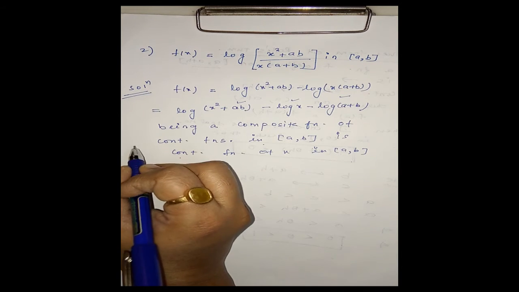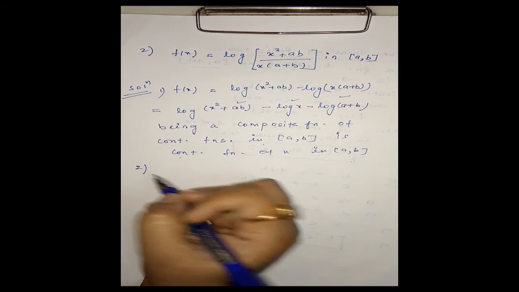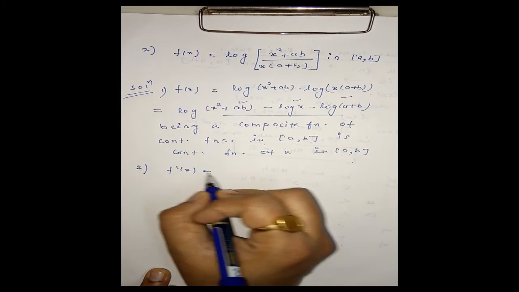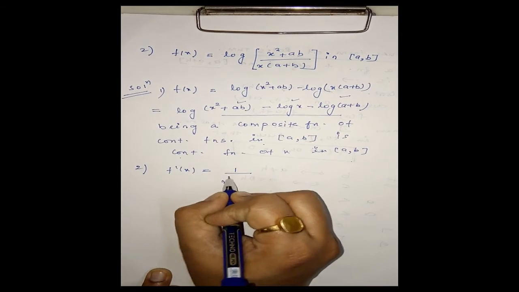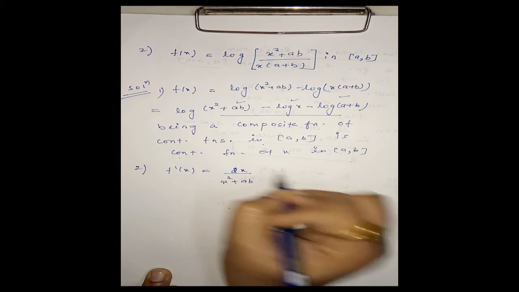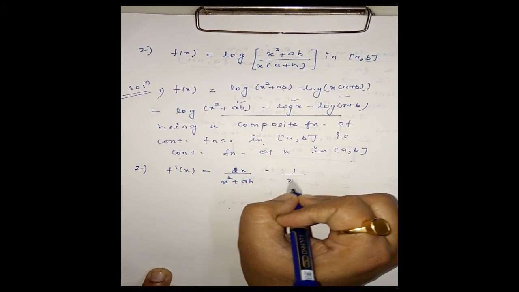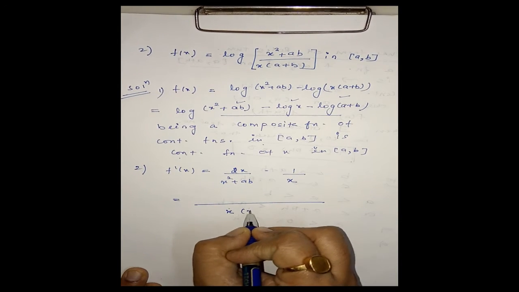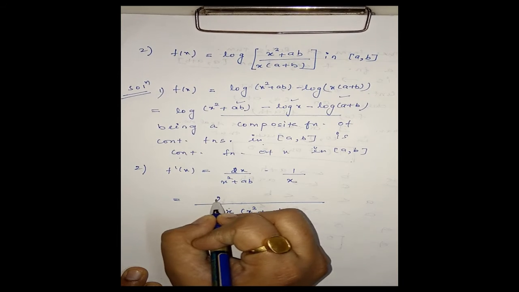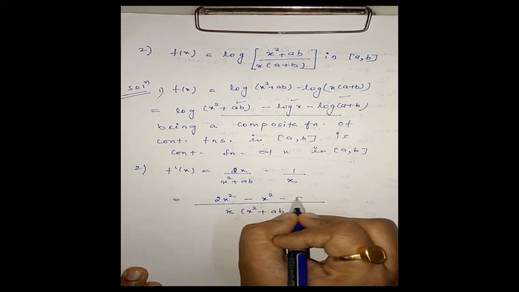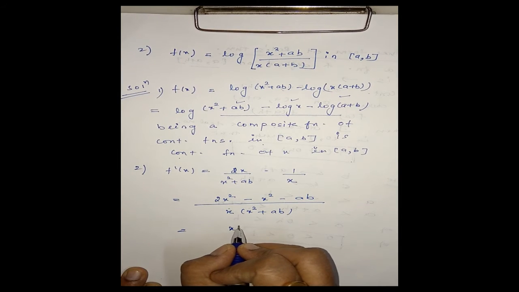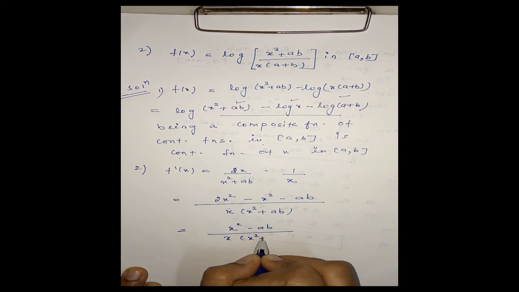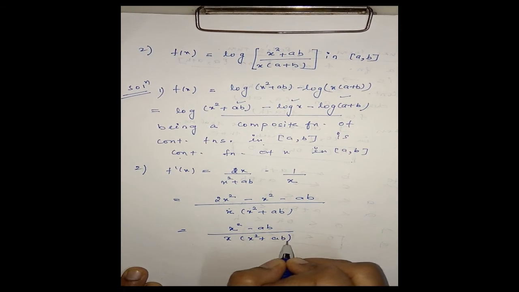Second is derivable. Now, f dash x. From here, I can write my f dash x as 1 upon (x square plus ab) into 2x, minus 1 by x. I can write my f dash x in this form. This can be further written as x into (2x square) minus (x square plus ab), upon x into (x square plus ab), which is (x square minus ab) upon x into (x square plus ab).